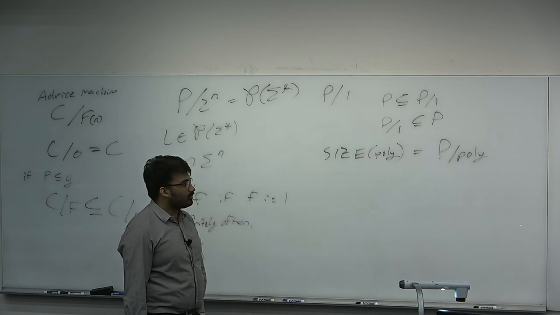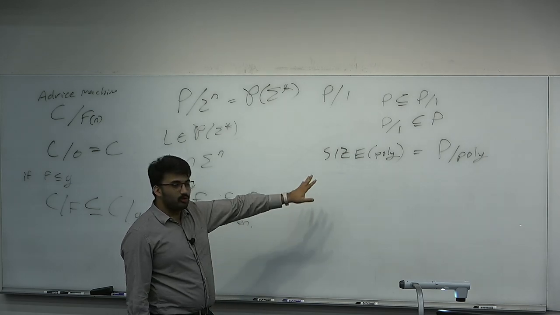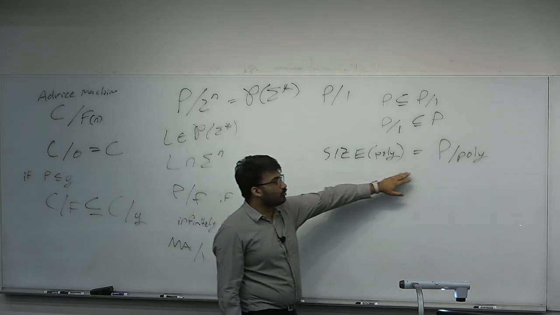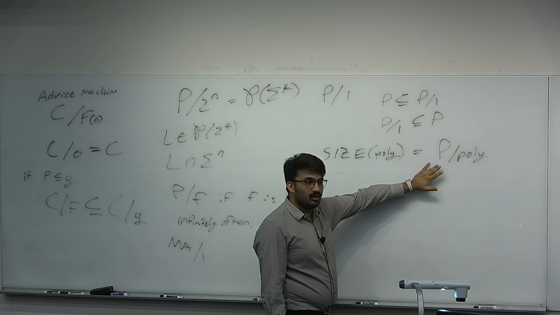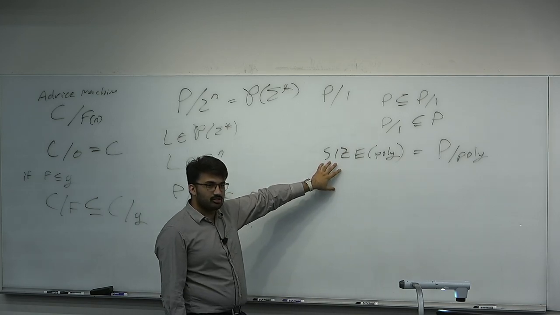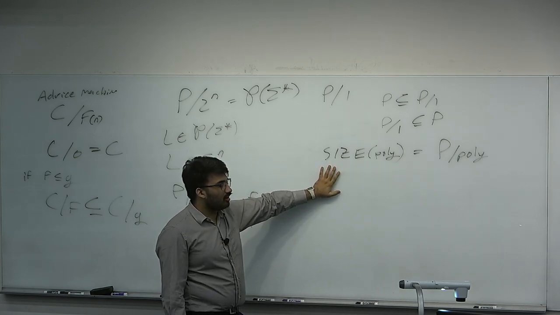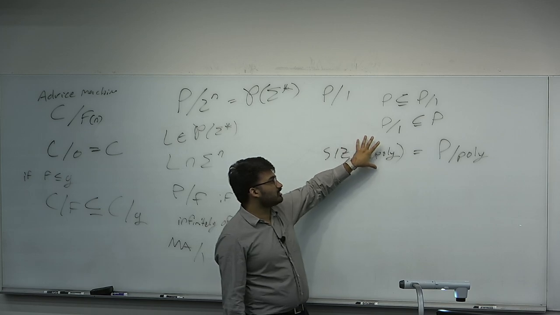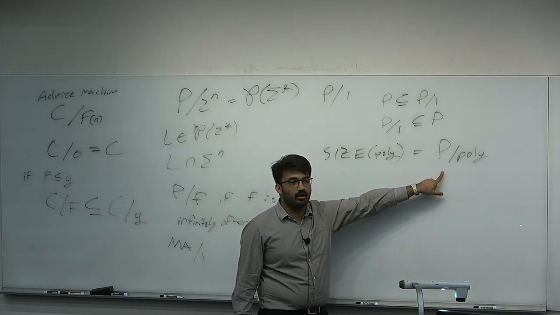Okay, we'll think about it in a second. Once we prove the equality of these two classes, uniform machines with advice and non-uniform circuits of polynomial size, then we'll drop this notation and we'll only call this class P/poly.